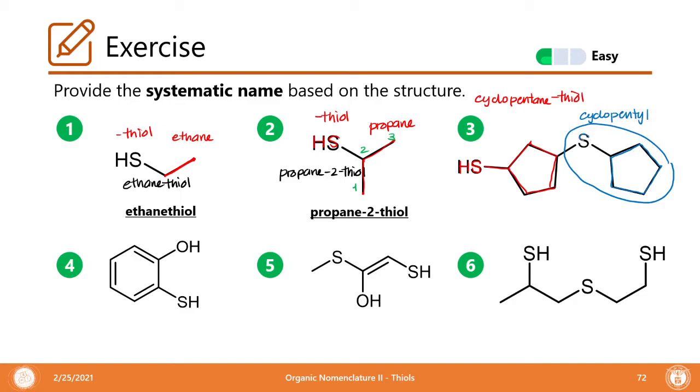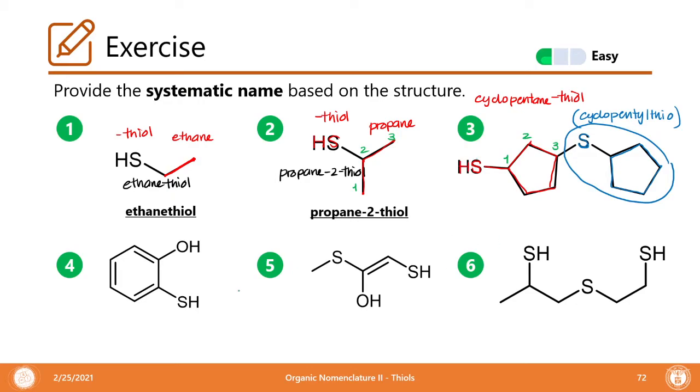Okay, and we have a sulfur group here connecting to the parent chain, so it's a cyclopentyl thio. Thio versus thiol: thio is the sulfide, while thiol is the alcohol analog. Then we have to enclose it in parentheses. When we do locant numbering, we start with number 1 here, number 2, and number 3, starting 1 here because the thiol group is right here.